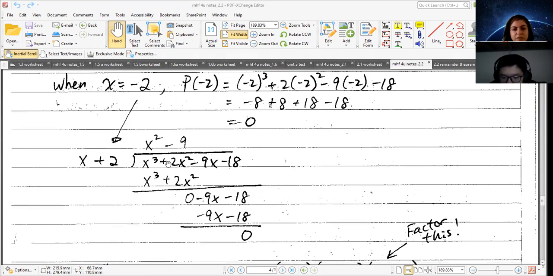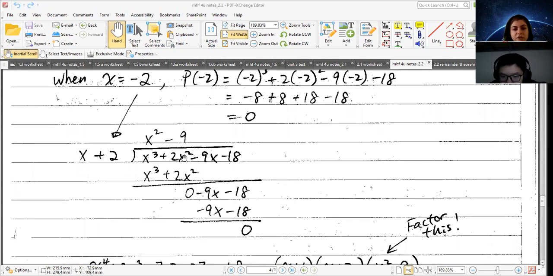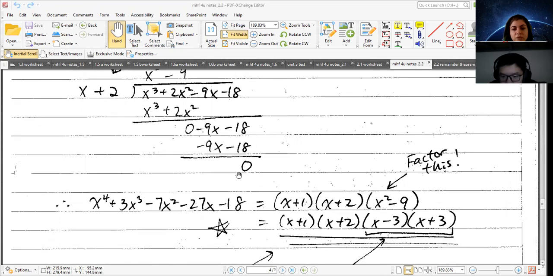So you take the expression divided by x plus 2, we do the long division, we get x power 2 minus 9. Now again, your dividend is x plus 2 multiplied by x power 2 minus 9. See, we do it. This is x plus 1 from the previous step. For this step, we have x plus 2, x power 2 minus 9. I hope that you remember that.